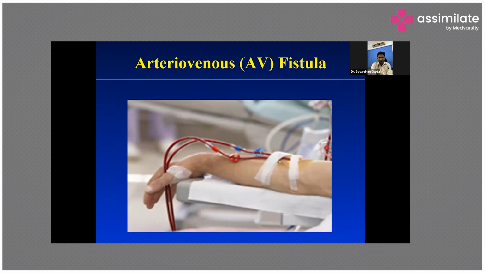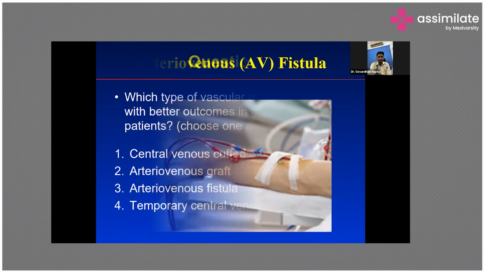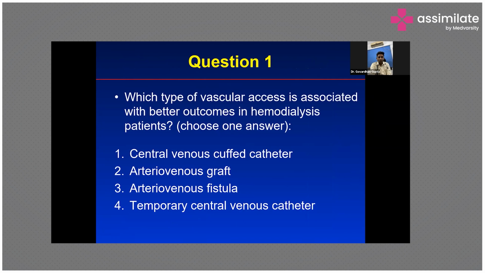So here, again, is how the fistula is being pricked and hemodialysis is going on with the help of the AV fistula. Next one. Which type of access is the best one in the hemodialysis patient? The answer is fistula, because with the fistula they survive most with the least complication. Next one. The answer is visible in the next slide.